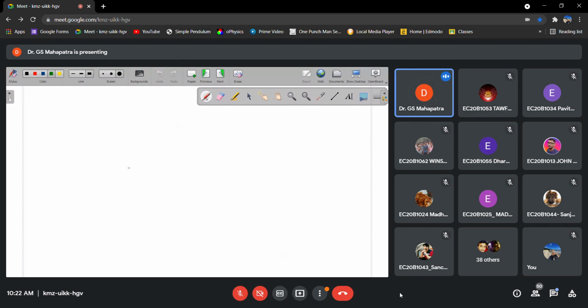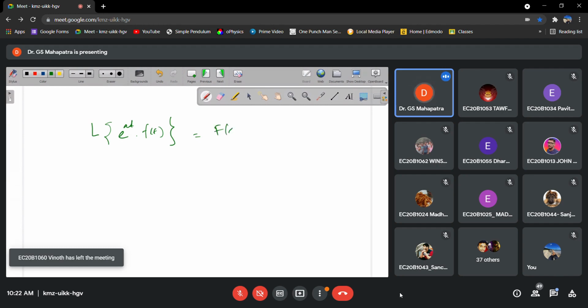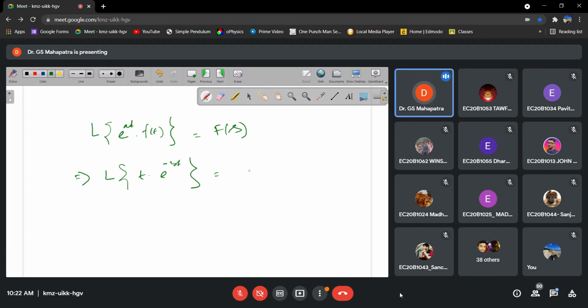the Laplace transform of e to the power at f of t equals, that is the first shifting property only I am writing, f of s minus a. That implies the Laplace transform of t e to the power minus 3t equals f of s minus a. We know the answer. Tell me what I should write: s replaced by what, roll numbers?